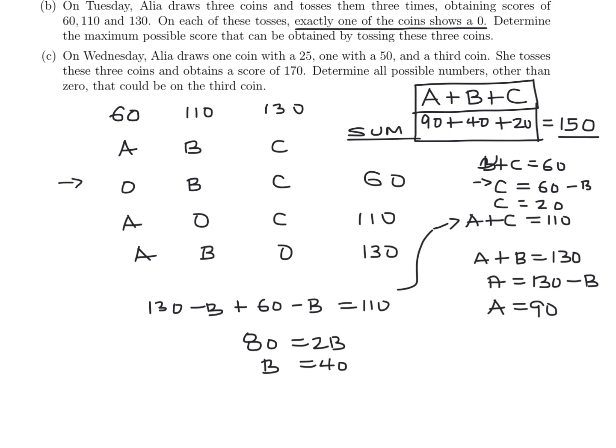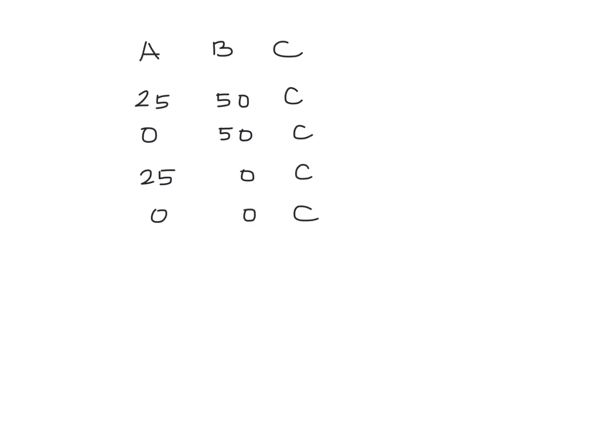Part C. On Wednesday, Aaliyah draws 1 coin with 25, 1 coin with 50, and a third coin. She tosses these 3 coins and obtains a score of 170. Determine all possible numbers other than 0 that could be on the third coin. All right, so let's set this up in the same way. We have A, B, and C. So 25, 50, and C, the possibilities: 0, 50, and C; 25, 0, and C; or 0, 0, and C. These are the possibilities, right?